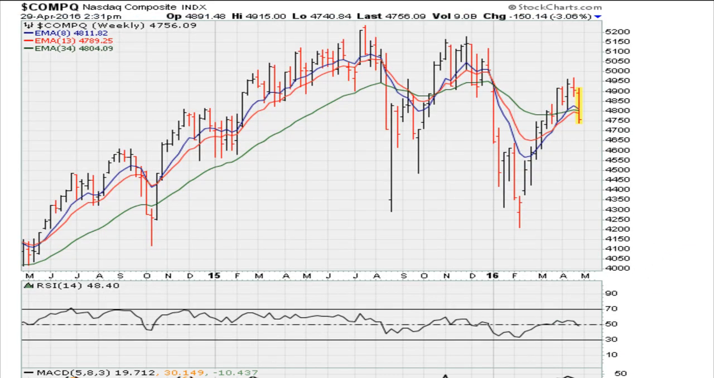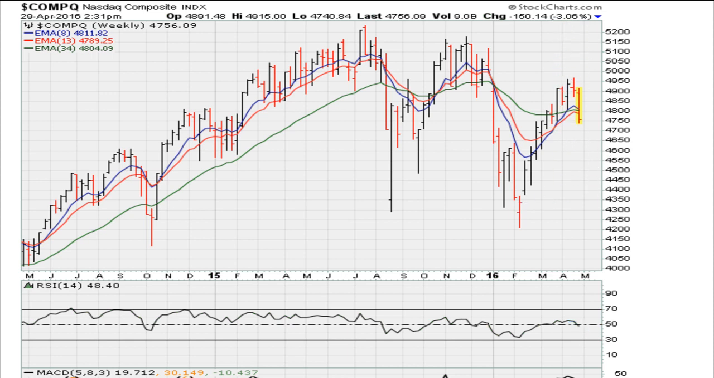So we begin by taking a look at the Nasdaq. The Nasdaq, which as of right now is down about 3% for the week, which is consistent with what happens when the RSI moves below 50, where we get a big reaction to the downside. So that's no surprise of the magnitude of the drop there.